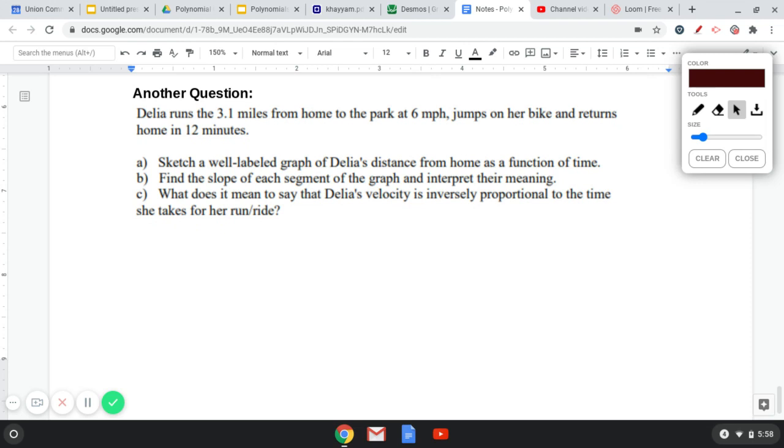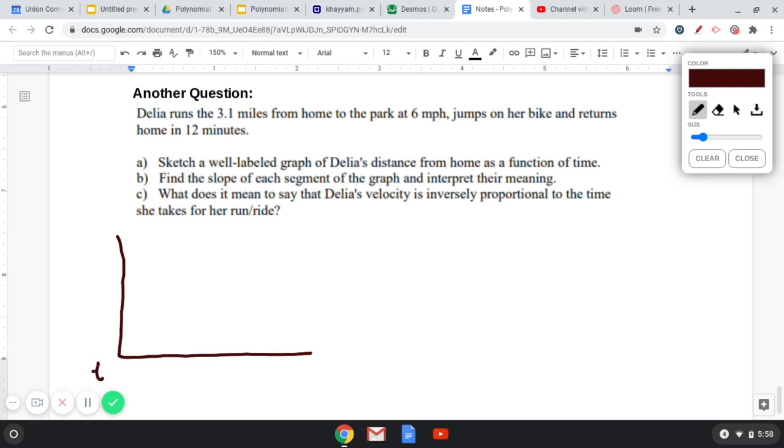So Delia runs the 3.1 miles from home to the park at 6 miles per hour, and then she hops on her bike and returns home in 12 minutes. Let's sketch a graph of her distance from home as a function of time, find the slope of each segment. We'll assume that she hops and just gets going right away. And then, what does it mean to say that Delia's velocity is inversely proportional to the time she takes for her ride or run? Okay, so let's first graph this.